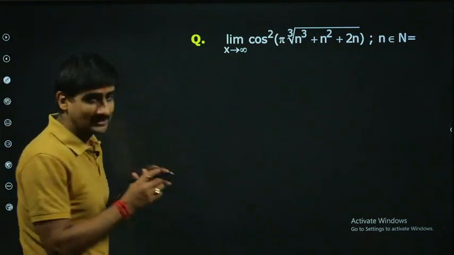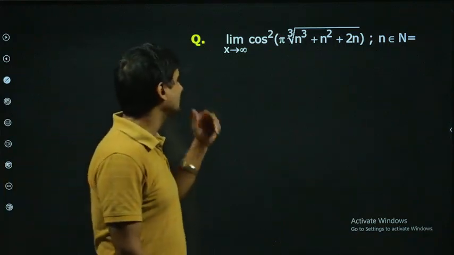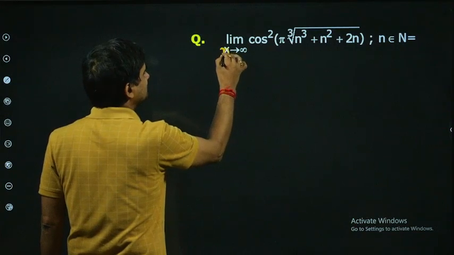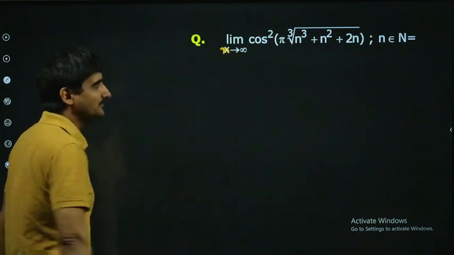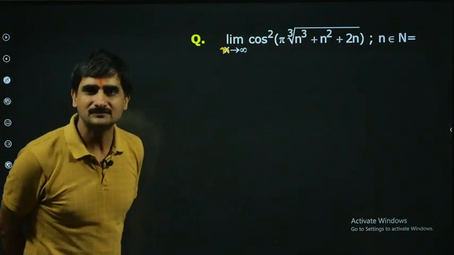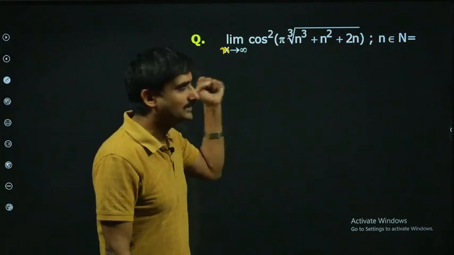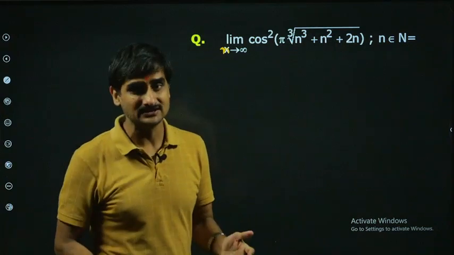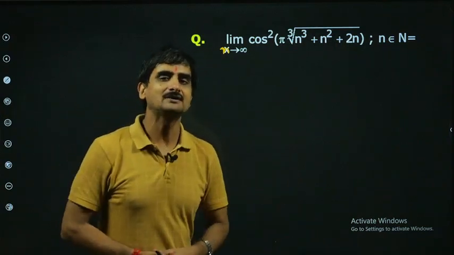अब देखिए, अब वैसे तो देखा जाए इसमें फॉर्म कौन सा है. अच्छा हाँ, that's a bit of correction here, that is n. Of course that should be n here. Okay, so n goes to infinity. अब as n goes to infinity, what value is this expression approaching? Cos square of pi times cube root of n cube plus n square plus 2n, where n is a natural number. We can't predict anything.